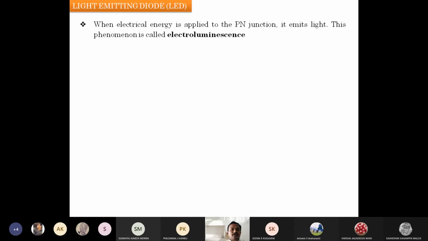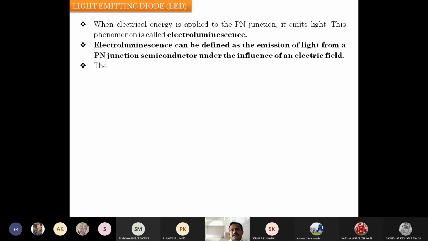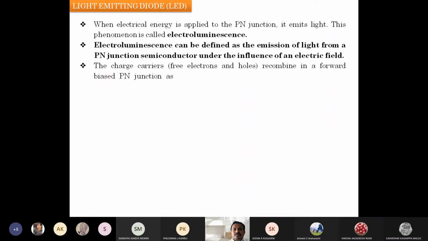This phenomenon is called electroluminescence. This electroluminescence can be defined as the emission of light from a PN junction semiconductor under the influence of an electric field. It means once we apply electricity to this component, it is going to produce light.